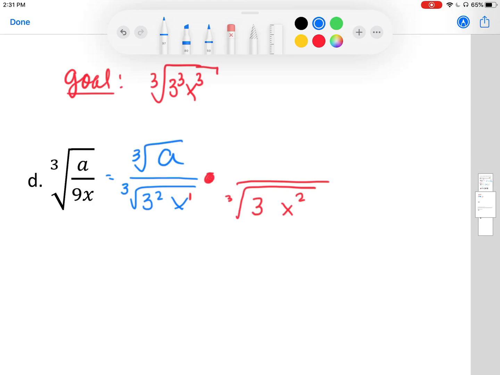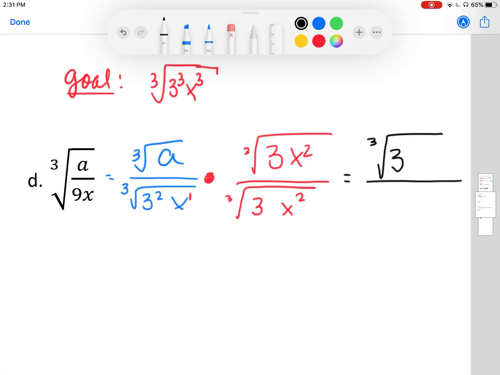Then in the numerator, we write the same thing because we're multiplying by a special one. So that in return we get the cube root of 3ax squared. In the bottom, we're just left with 3x.